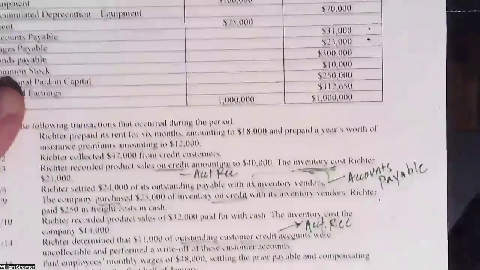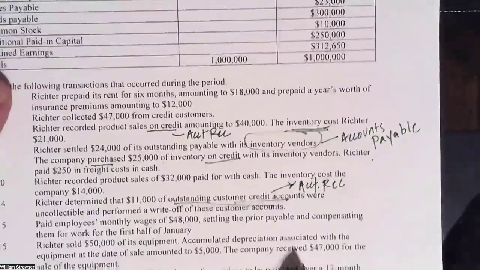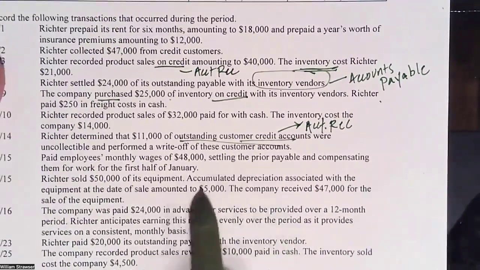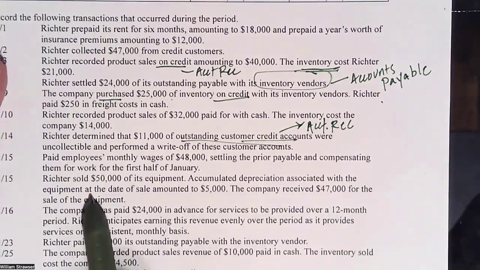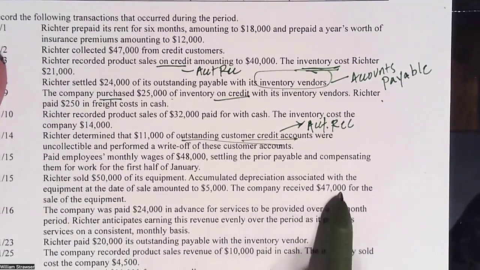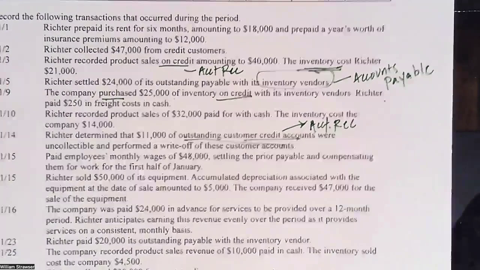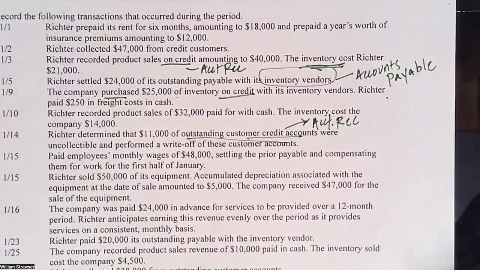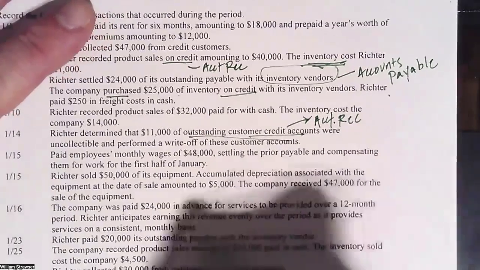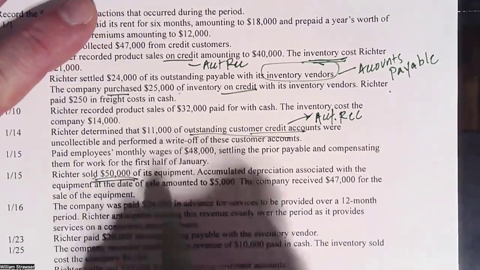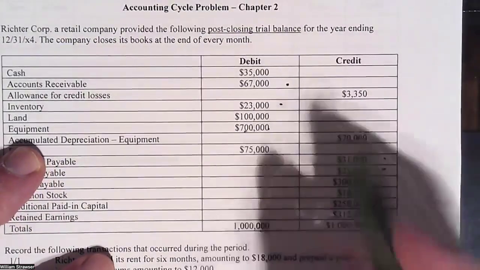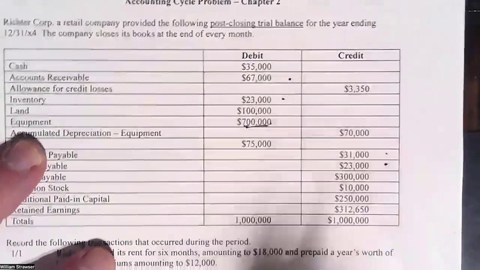Okay. The next piece. Richter sold $50,000 of its equipment. Accumulated depreciation associated with the equipment at the time of the sale amounted to $5,000. The company received $47,000 for the sale of the equipment. So let's break it up into pieces, right? $50,000 of its equipment. So that's going to come out of my equipment account, which is at 750, which is at 700.